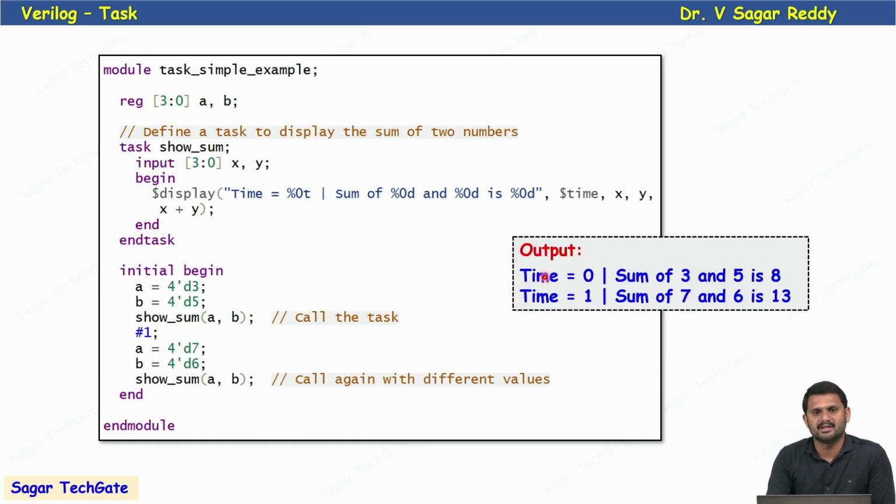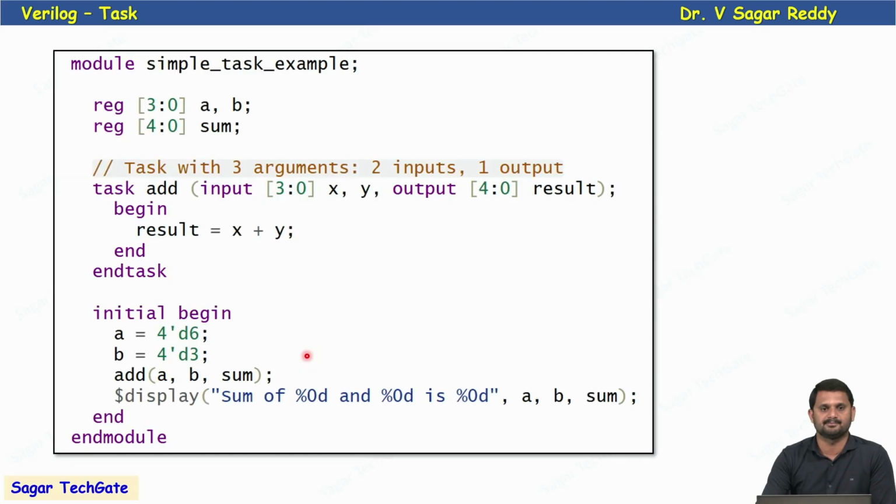So what is the output for this? At time 0, the first time I called this task, the sum of 3 and 5 is 8. Later, after one time unit delay, once again I initialized with different values and called the task. Then the simulation time is 1 and the sum of 7 comma 6 is 13. This is the output for this program. I hope you understand how to define a task and how to call a task from the procedural blocks.